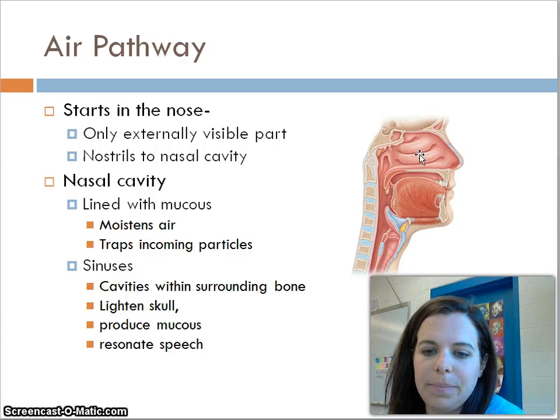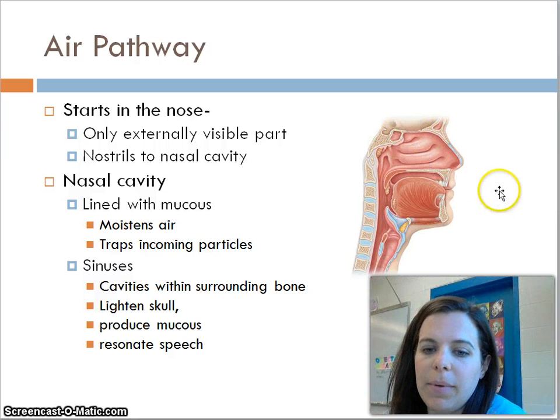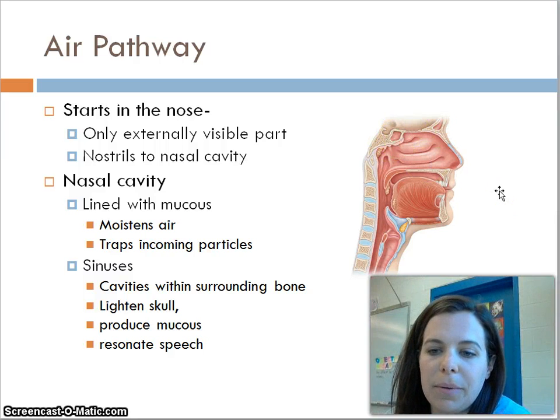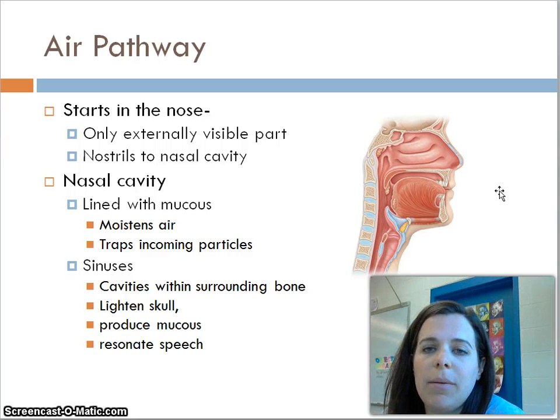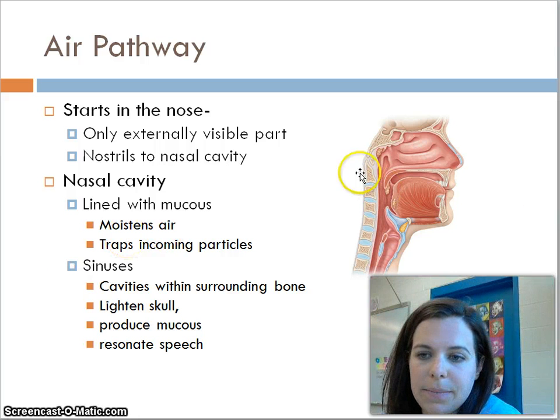your lungs. Within your nasal cavity, you also have sinuses. So right here is a sinus, and right here is a sinus. Those are cavities within your bone, and they have multiple functions. They lighten the skull, they help produce mucus, and they also make your speech sound the way it does. They cause your speech to resonate. So those are the functions of the sinuses. Again, here and here.